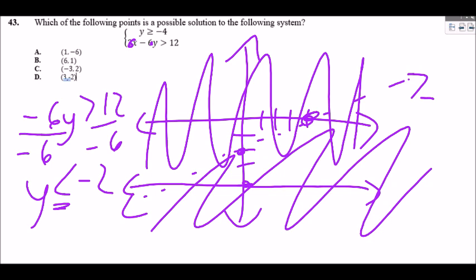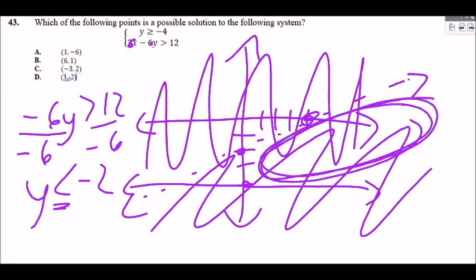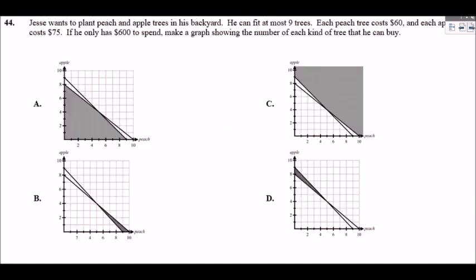So the double shaded region is right here. So we're looking for a possible point that's in that double shaded region. So I have 1, -6. That can't be it. I have 6, 1. Probably not. And then I have -3, 2. Absolutely not. And then I have 3, -2. There's our answer, D. The last one.